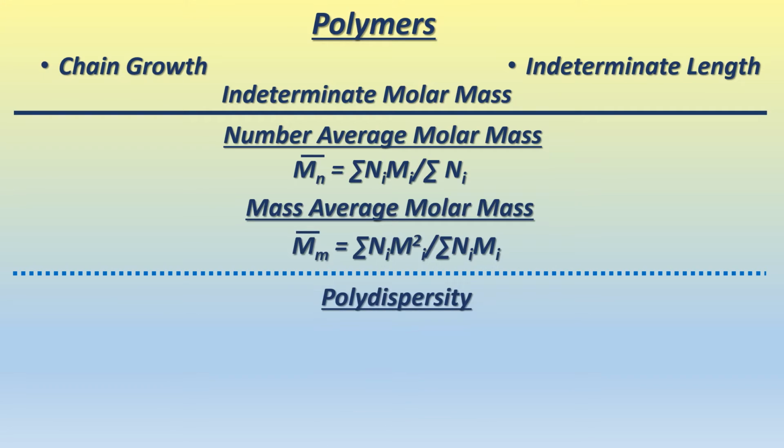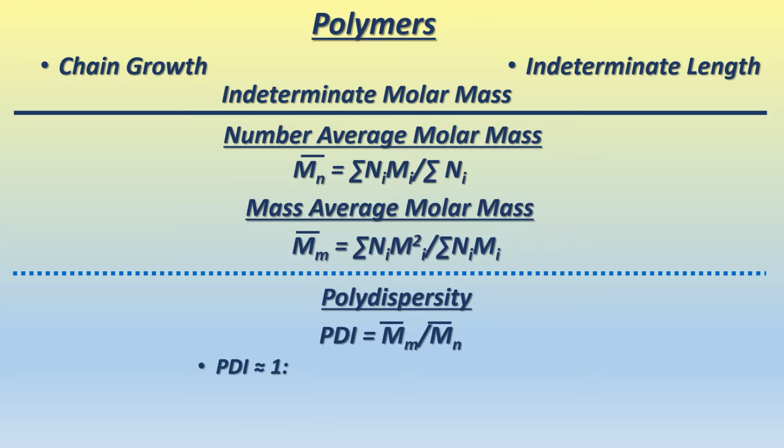Both of these are used in conjunction to essentially determine the homogeneity of a sample. This is called the polydispersity. Polydispersity index is calculated by dividing the mass average molar mass by the number average molar mass. Ideally, if all the chains are of equal length and equal mass, you'd have a polydispersity of 1.